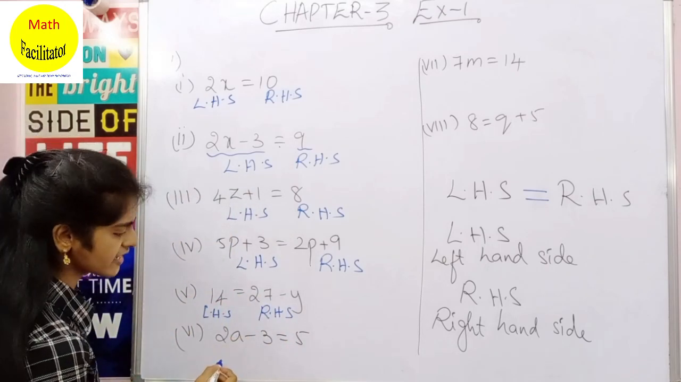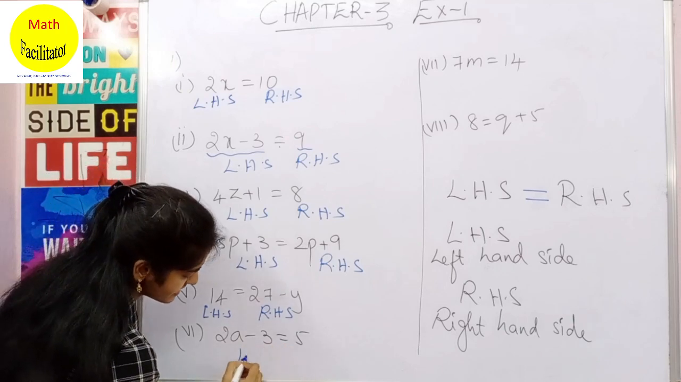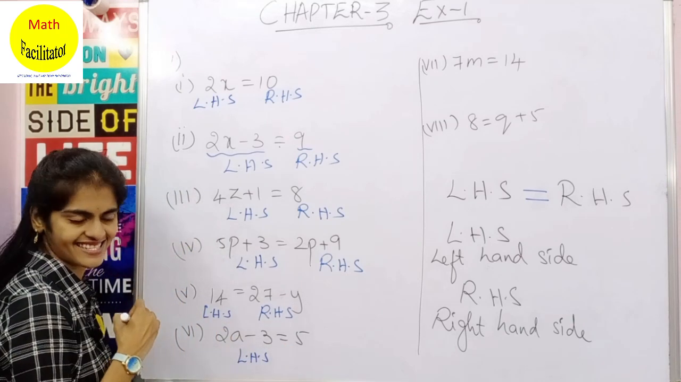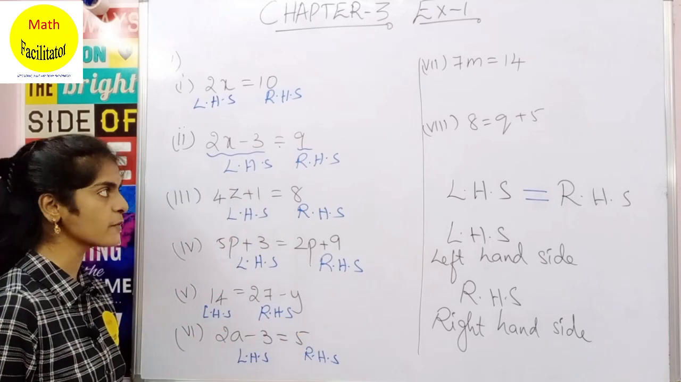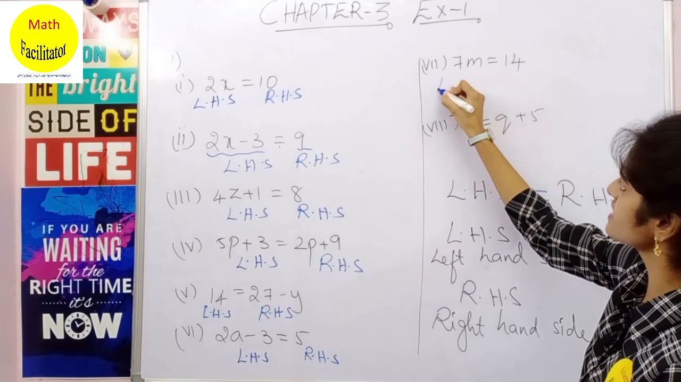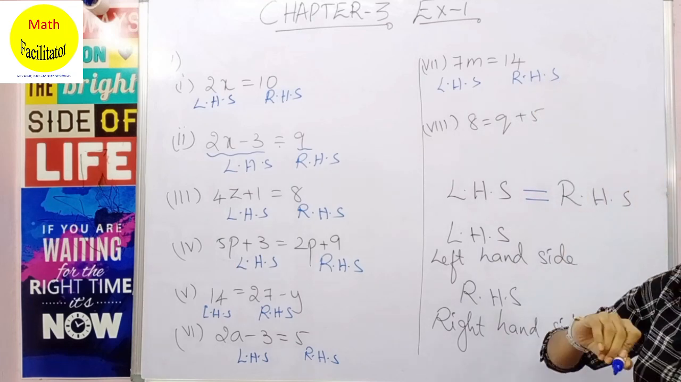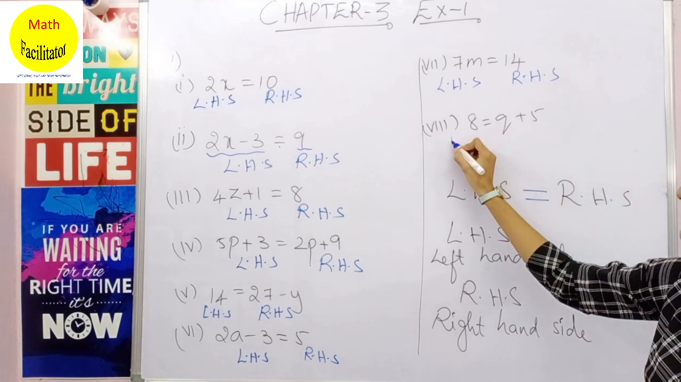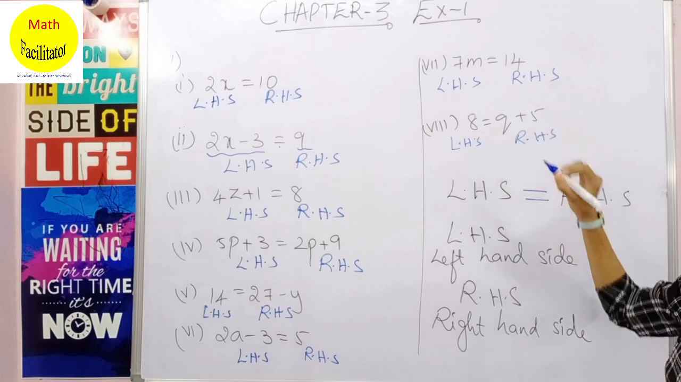Clear? Now here can you tell me what is LHS? Here you have the equal to sign, so this complete thing is LHS, and this is RHS. Clear? And coming here is the equal to sign, so this is LHS and this is RHS, and here you have the equal to sign, so this is LHS and this is RHS.